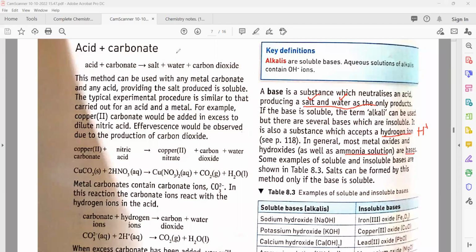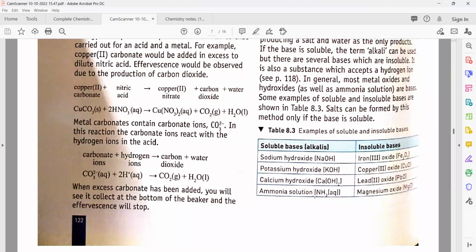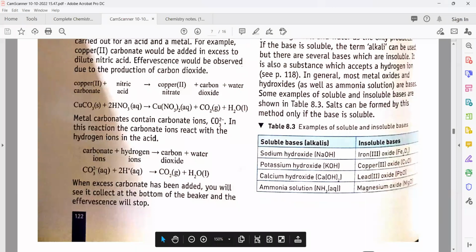Like I gave you the examples of acids, you know very well about them. Here you have examples of a couple of bases, like sodium hydroxide, potassium hydroxide, calcium hydroxide, and ammonium hydroxide. So you have NaOH, KOH, Ca(OH)2, like this. The insoluble bases are iron oxide, where the H is removed, and then it reacts with this and gives you a solution. So next we're going to see that.